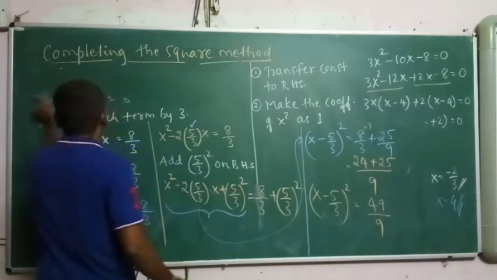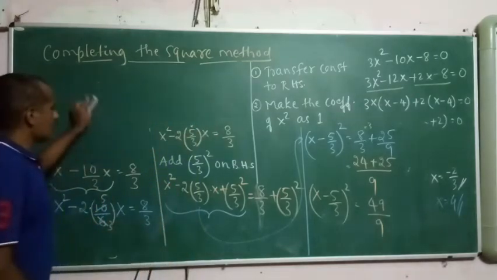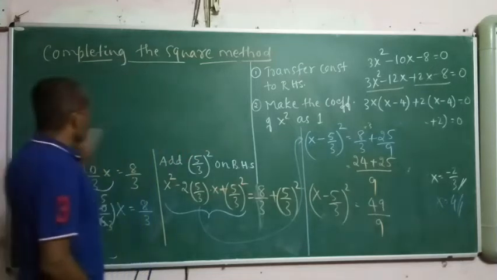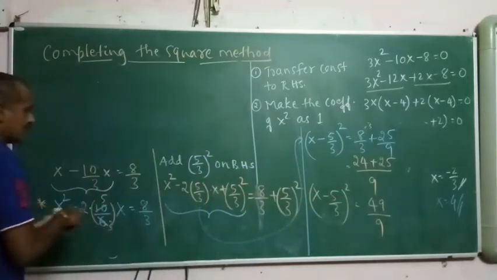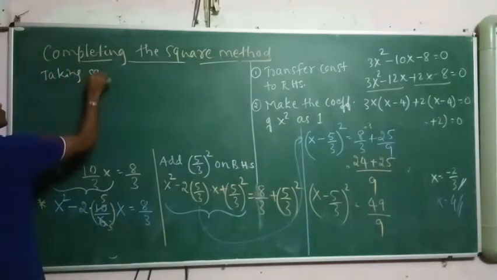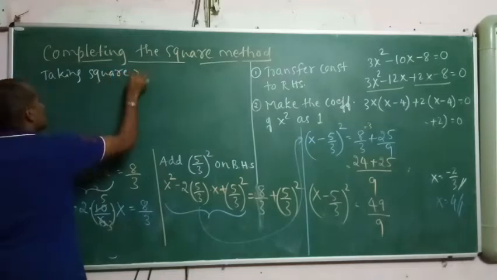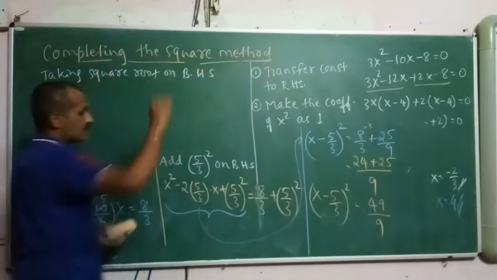Now see here what is to be done. Since in the first problem you may find it difficult, don't worry. Okay, now taking square root on both hand sides. What happens?